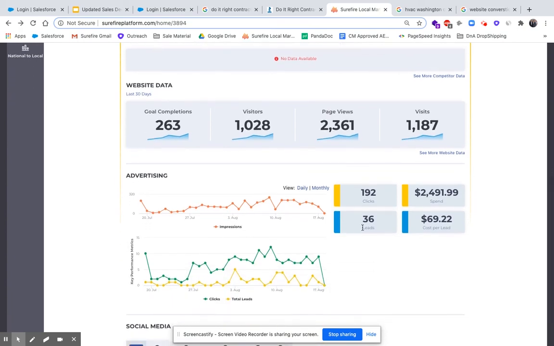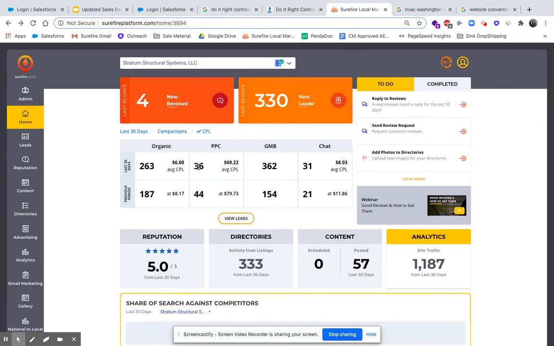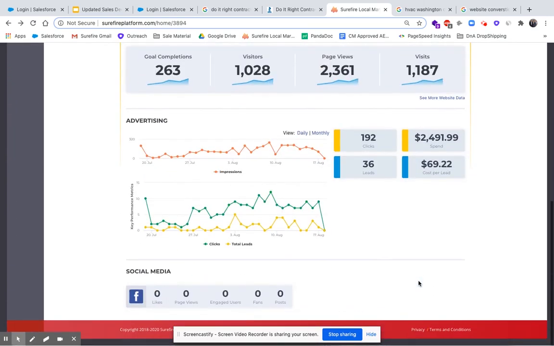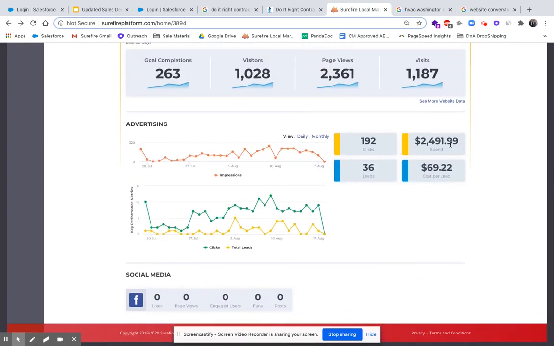And then before I mentioned here, we had 36 leads that came from pay-per-click. So down here, I can see that. Okay, I spent $2,500. I got 192 clicks, 36 leads, and my cost per lead was $70. So as you're a business owner, as you're thinking through, okay, how do I maximize and make sure that the dollars that I'm investing are actually generating that real return on investment? This helps you track and really understand, am I getting the right people to the website, and are those people converting?